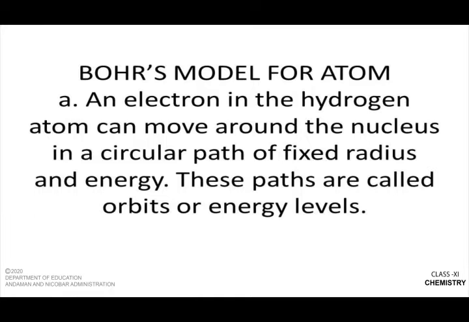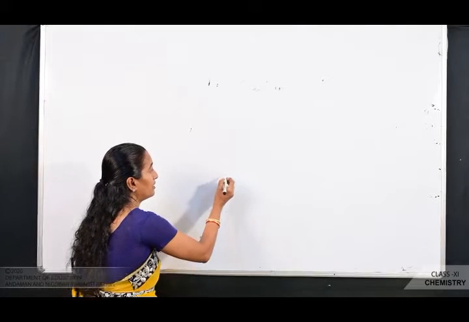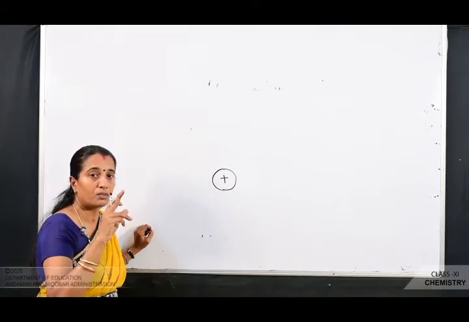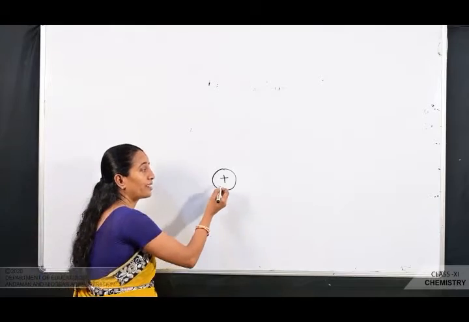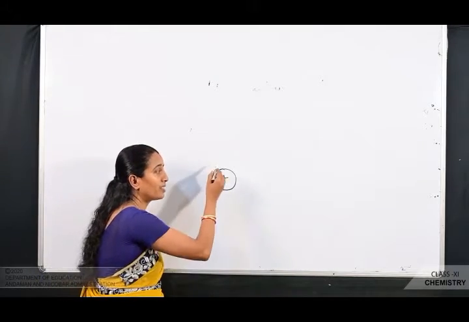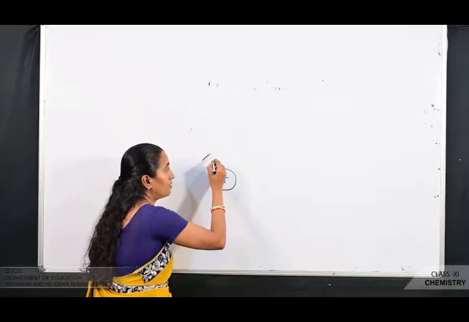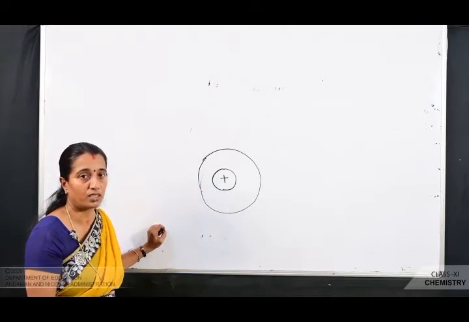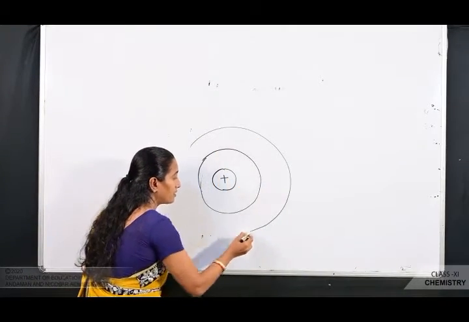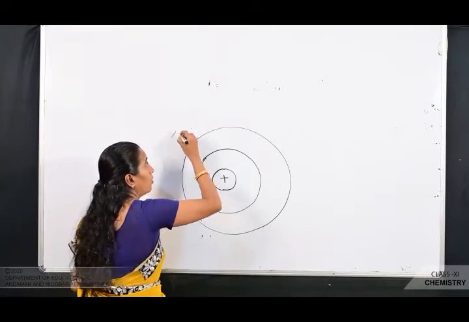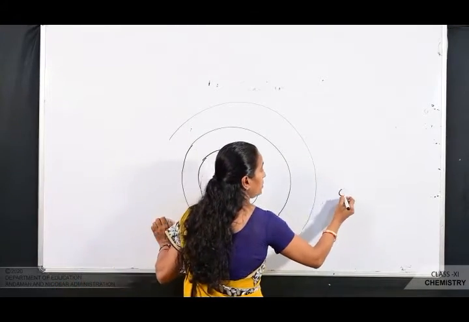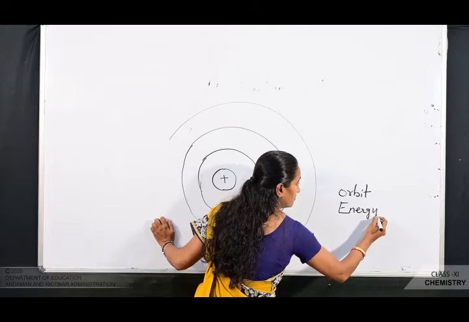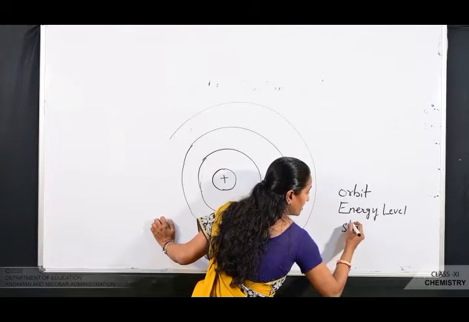The first postulate given by Bohr is about the electron. We know that the atom has a center part, that is the nucleus, which is made of proton and neutron. Proton carries the positive charge, neutron no charge. So, we can say the nucleus is a positively charged center, and the electron revolves around the positively charged center according to Bohr. Okay. And this circular path he called an orbit or energy level or stationary state.